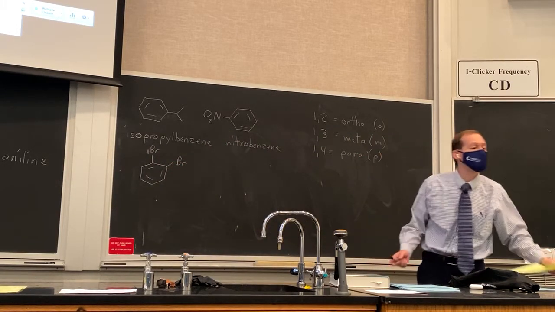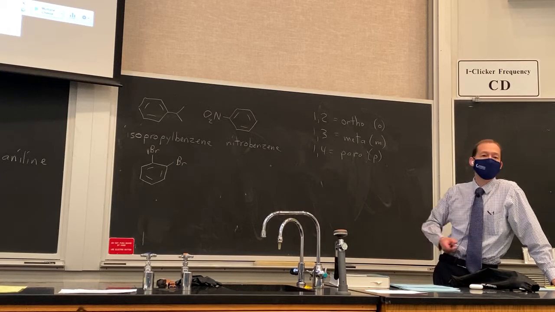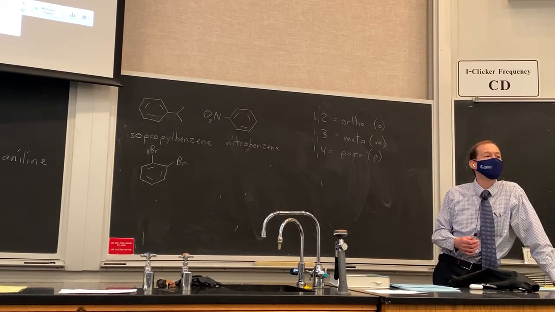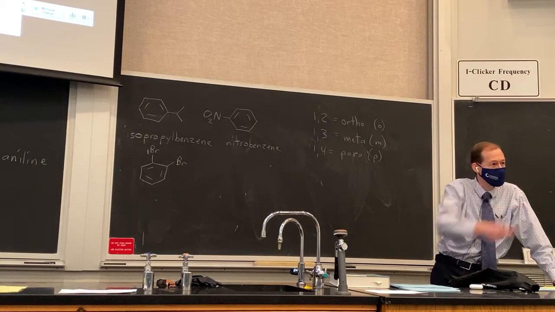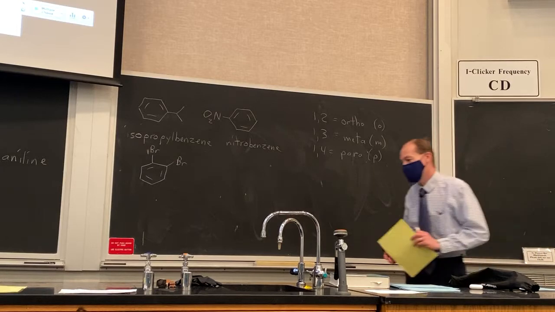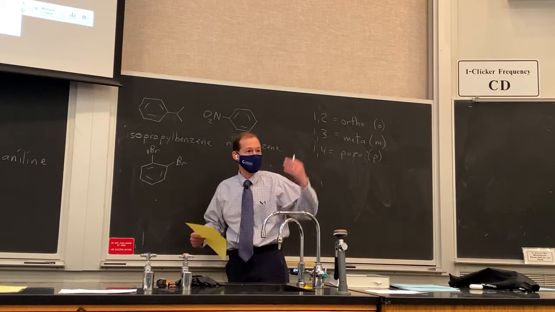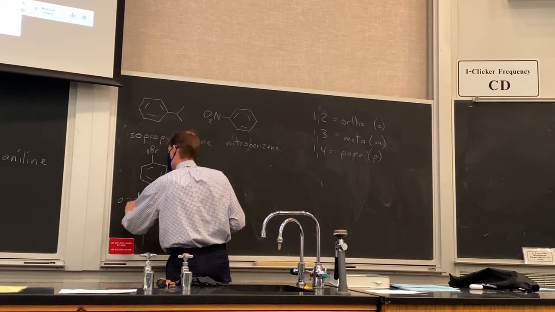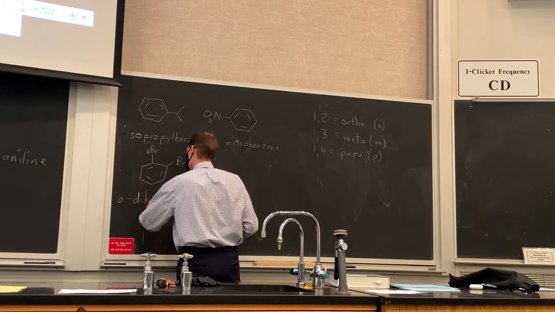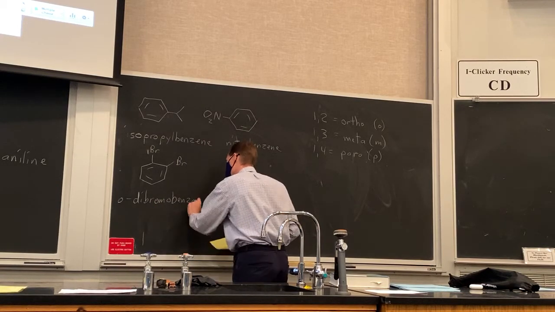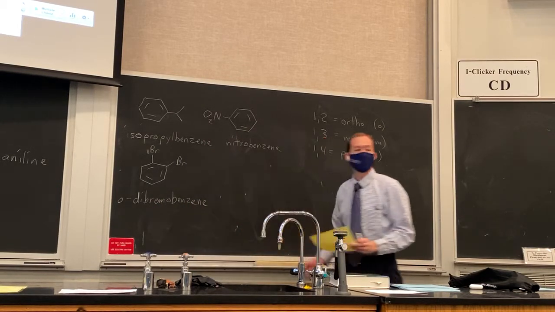All right, so here we have two of the same substituent. Who would like to raise their hand and take a stab at coming up with a name for that compound? Go ahead. Okay, ortho dibromobenzene. So we use the di prefix because we have two of the same substituents. Ortho dibromobenzene. Okay, very good.